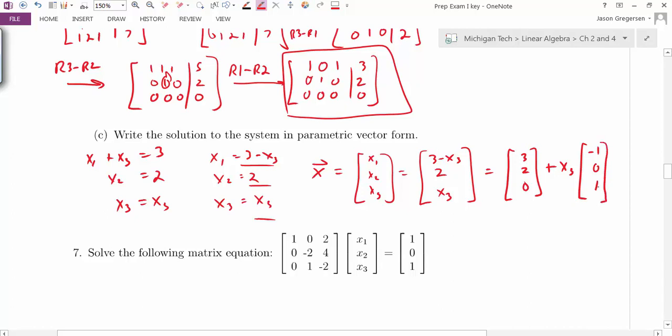Now, while that might be a little tricky to see, it might help to go backwards. Once you've seen the solution, go ahead and do that multiplication, taking this vector times x3, and then do the vector addition, and you'll see that you get back to this position as well. So this is my solution in parametric vector form.